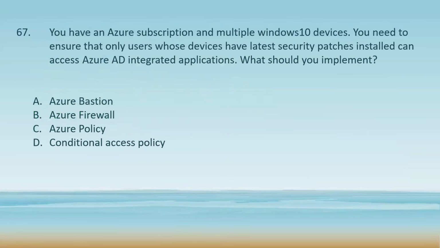Question number 67. You have an Azure subscription and multiple Windows 10 devices. You need to ensure that only users whose devices have the latest security patches installed can access Azure AD integrated applications. What should you implement? Your options are Azure Bastion, Azure Firewall, Azure Policy, and Conditional Access Policy. So the correct answer is option D, Conditional Access Policy.